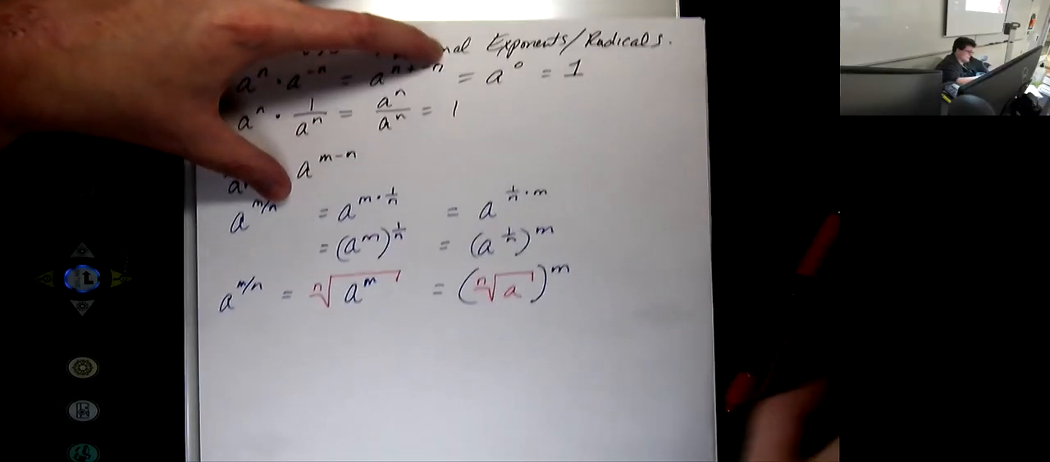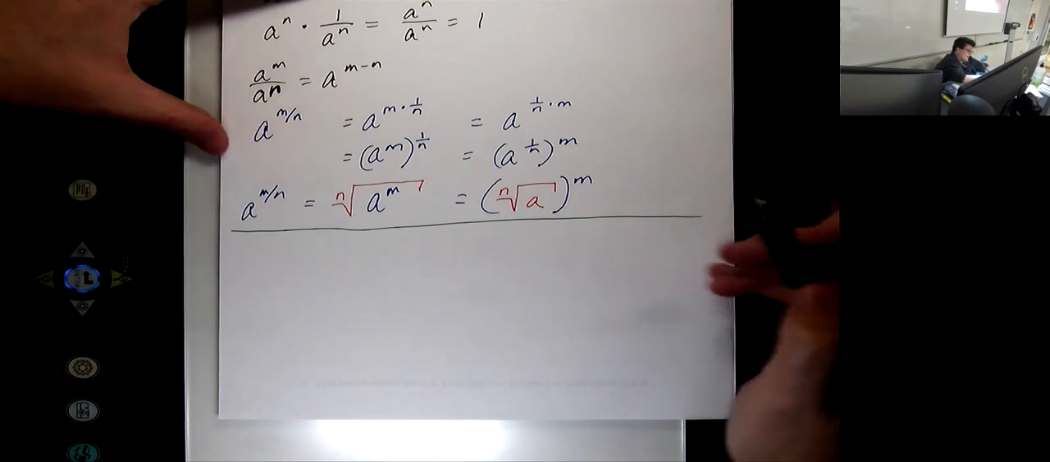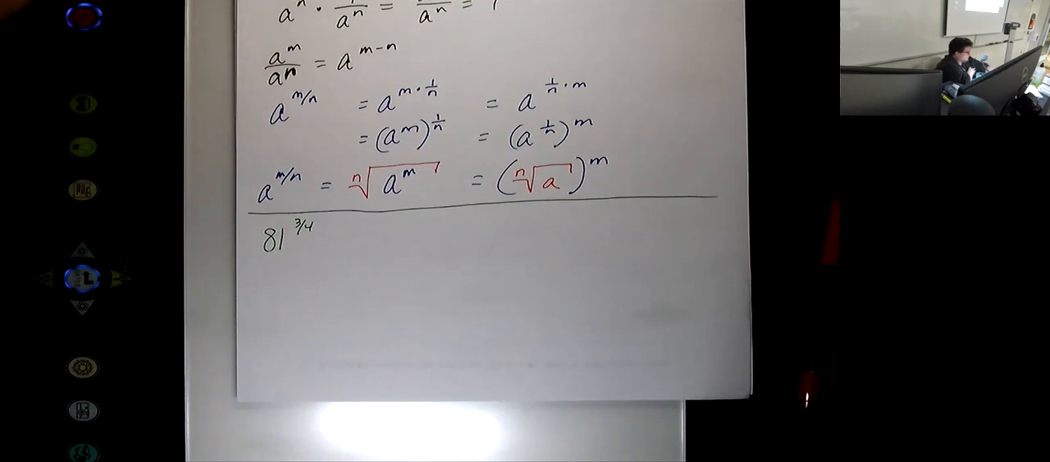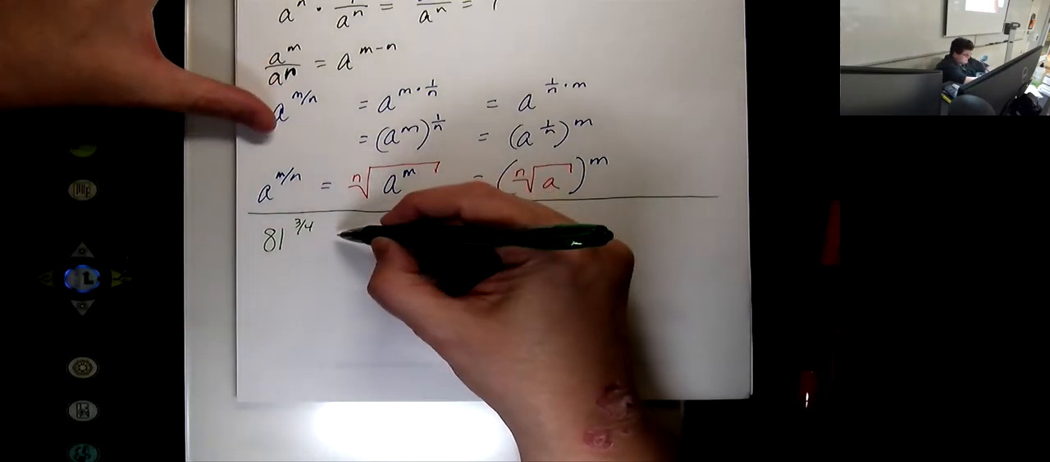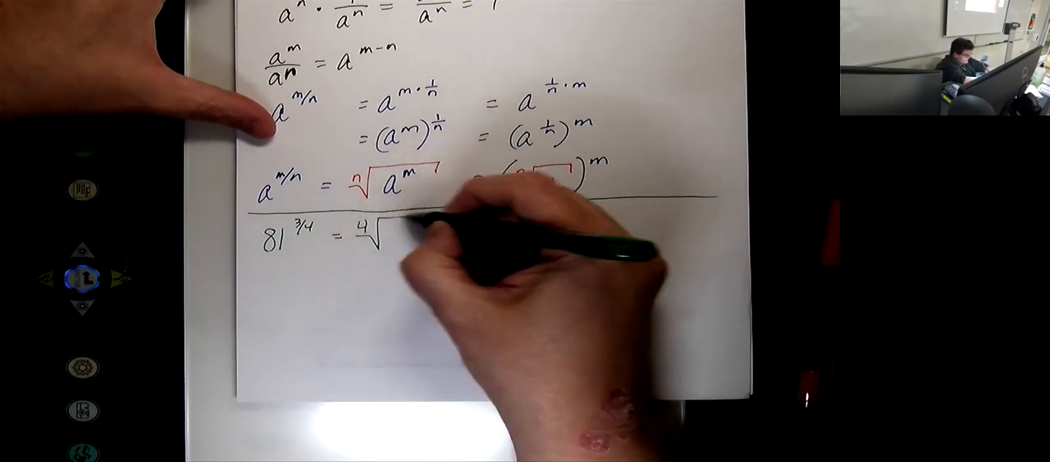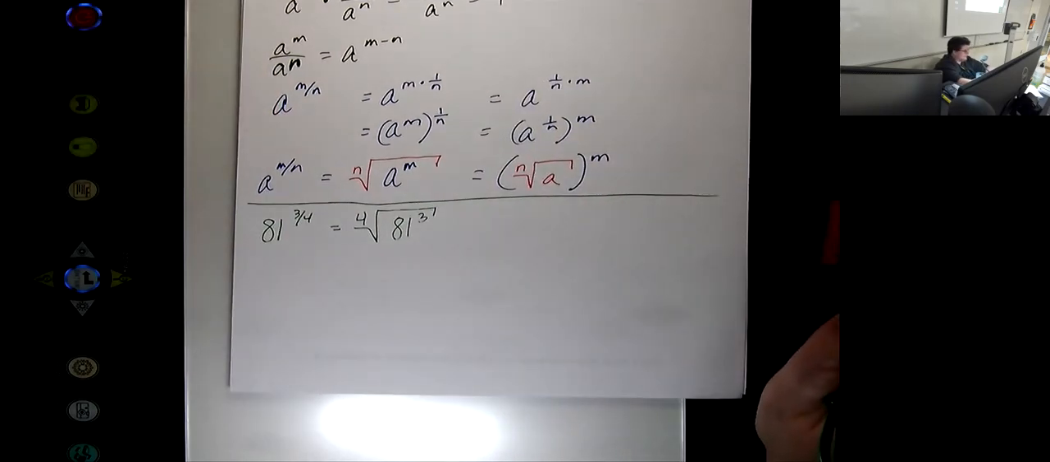All right, so let's just look at some examples, see how this works. This is where we left off. I didn't do any examples with you. Let's look at some examples. I'm going to write 81 to the 3/4 power. What this means is I'm going to take the 4th root of 81 cubed. That's what that translates into on radical signs. But I don't think that's the best way of going about it.